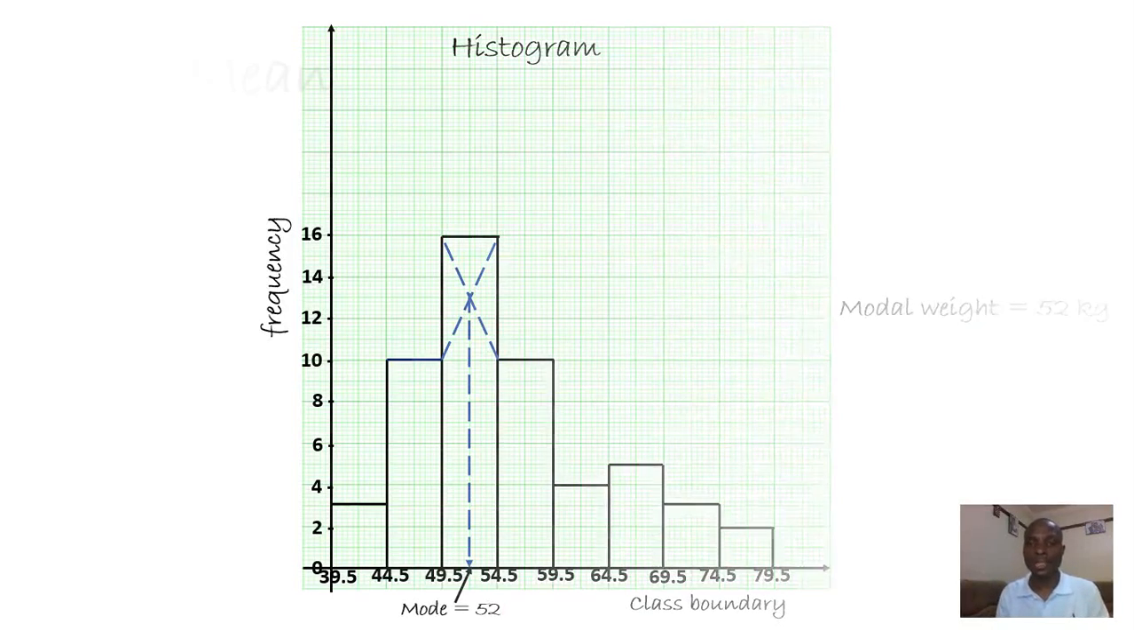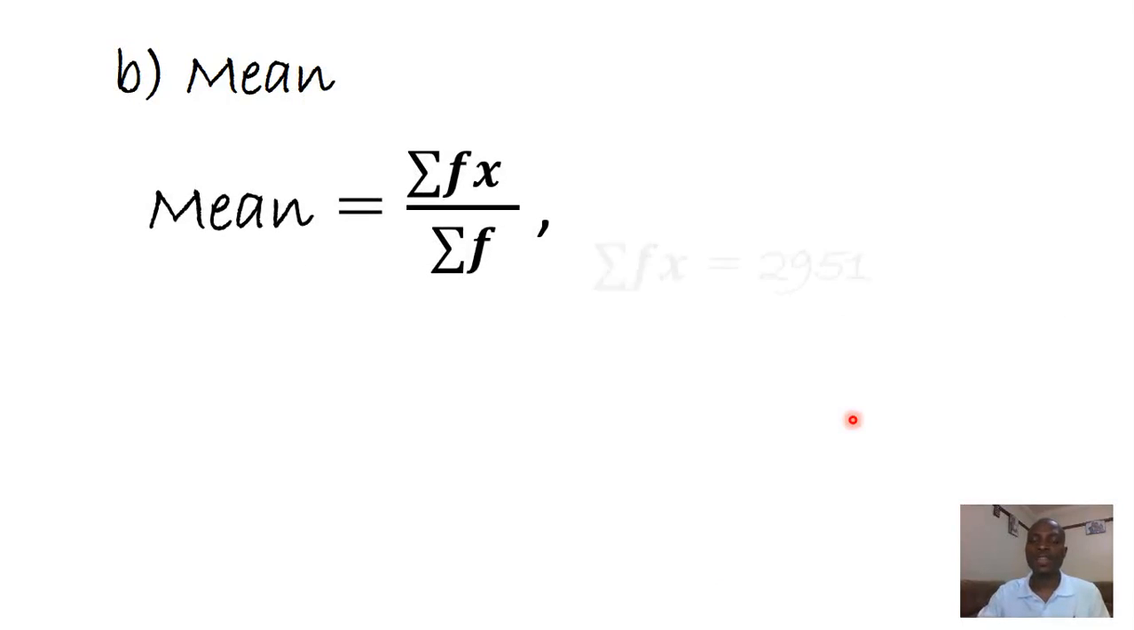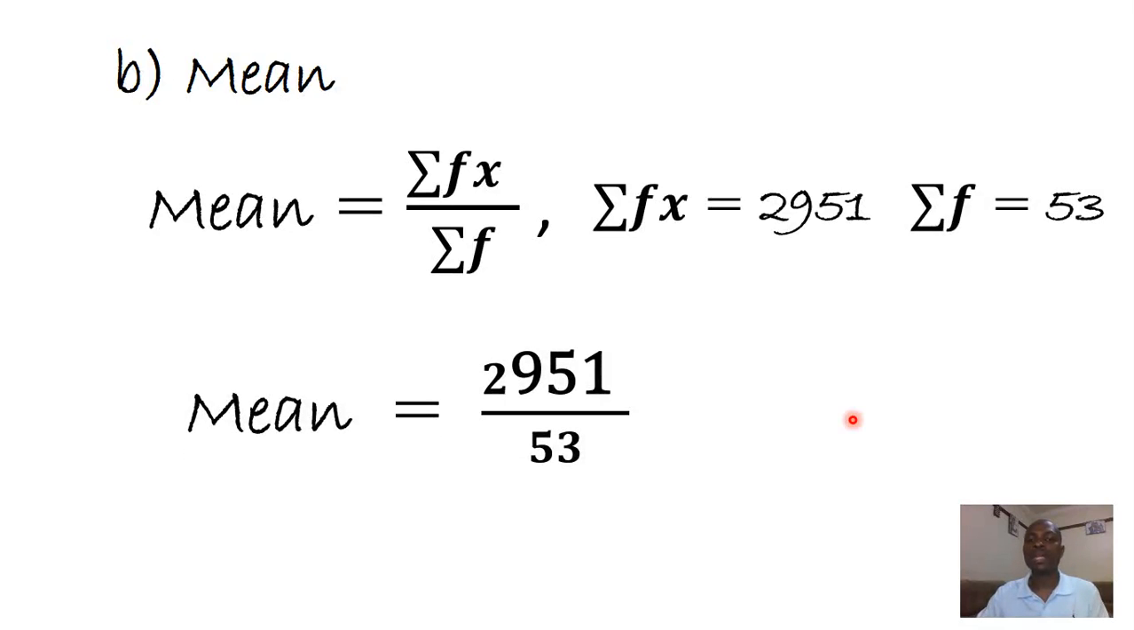Let us also go ahead and get the mean from the formula. You know that the mean is the summation of fx over the summation of f, where the summation of fx is 2,951 and the summation of f is 53. So we shall have 2,951 divided by 53, which gives us 55.68 kilograms. So that is going to be the mean weight.